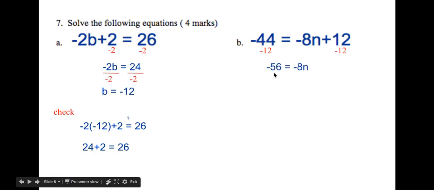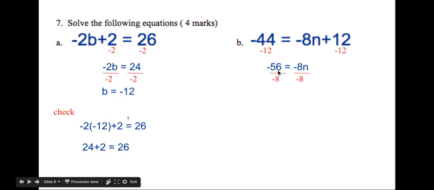So we have negative 56 equals negative 8n, okay? So then I want to get rid of this negative 8 that's multiplying the n, so I'm going to divide both sides by negative 8. Okay, so if I divide this side by negative 8, it cancels, and we're just left with 1n, or n, is equal to, now we're going to divide the left-hand side by negative 8.